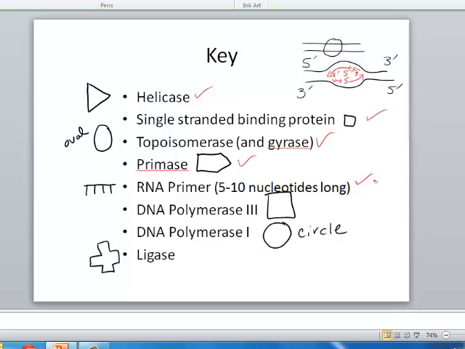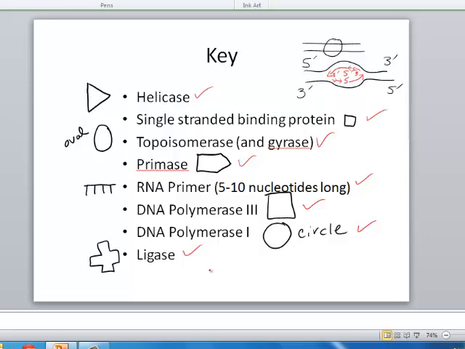We have our RNA primers that we're just going to use little T-shaped nucleotide representations, where the top of the T would be the sugar phosphate and the standing part of the T would be the nitrogenous base. We have DNA polymerase 3, we have DNA polymerase 1, and we have ligase. Those are going to be our main players. And we're going to break this down into a 4-step process.